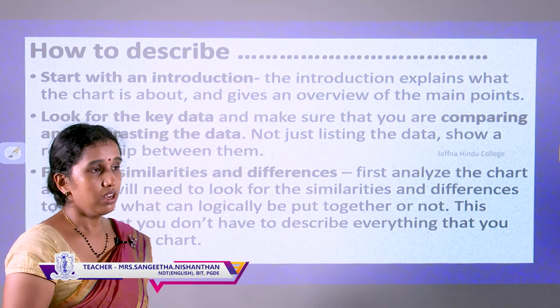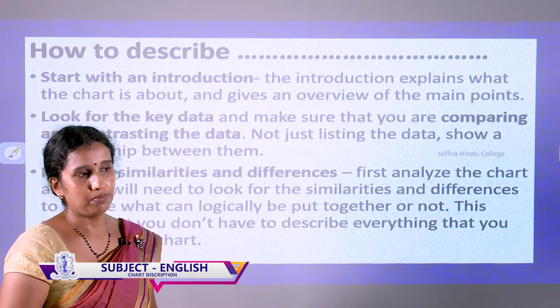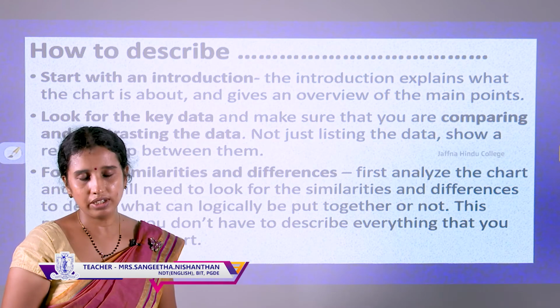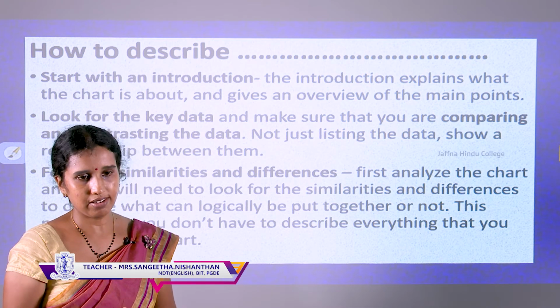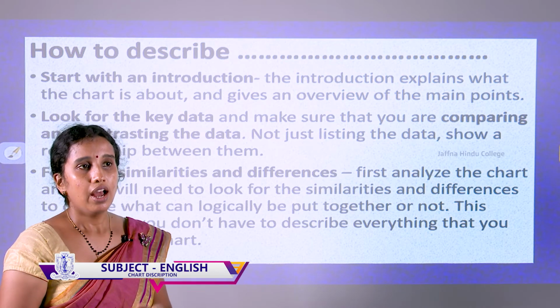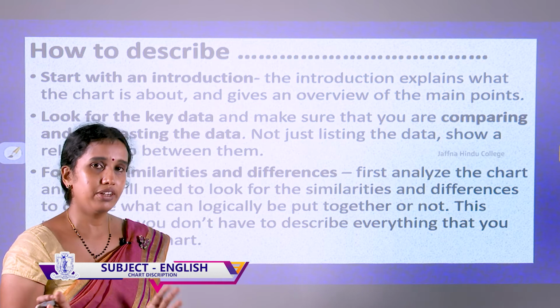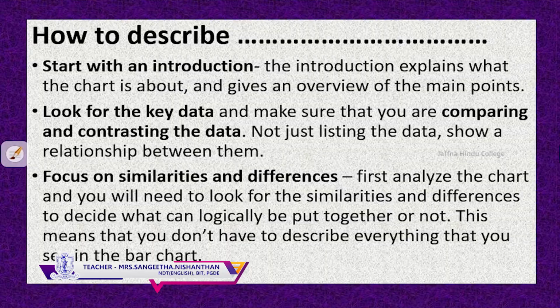Now, let us look at how to describe the chart. First, you start with an introduction. The introduction must contain what the graph shows, what the x-axis represents, what the y-axis denotes, and how many categories are mentioned in the graph. That is enough. Three or four sentences are enough for the introduction. The introduction explains what the chart is about and gives an overview of the main points.